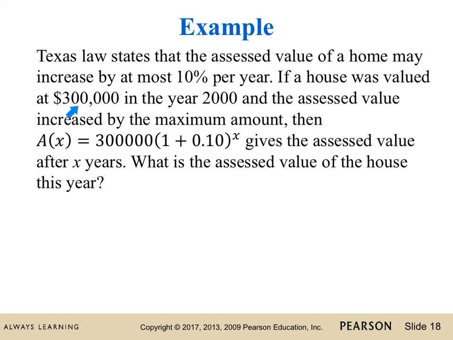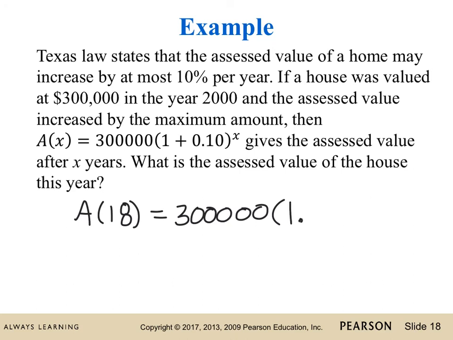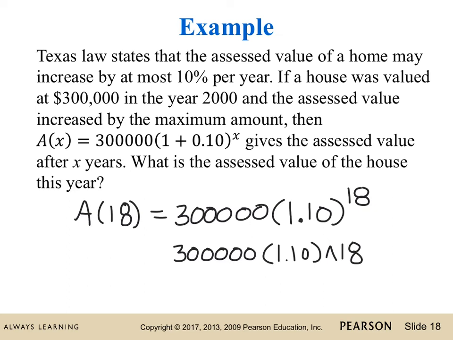Well, it was worth $300,000 in the year 2000, so that's going to be my year 0. This year is 2018, which means we're going to plug in 18 for the x. So we're saying A of 18, or the amount, the assessed value of the house after 18 years, is 300,000 multiplied by, we could simplify this to 1.10 to the power 18. And we simply enter this into our calculator by entering 300,000 parentheses 1.10 caret 18.